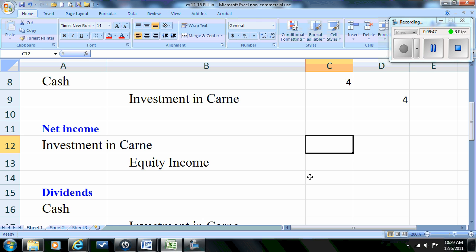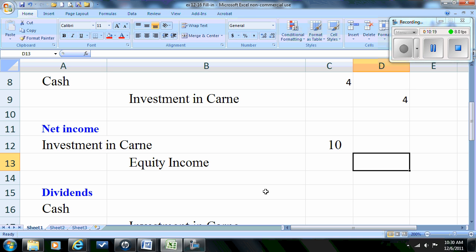Just like net income increases retained earnings, net income for our investment in Carney will increase the value of the investment account. Dividends reduce the investment, net income increases the investment. Our share of the 40 million, 25%, will be 10 million. So we'll increase the asset investment in Carney by 10 million.